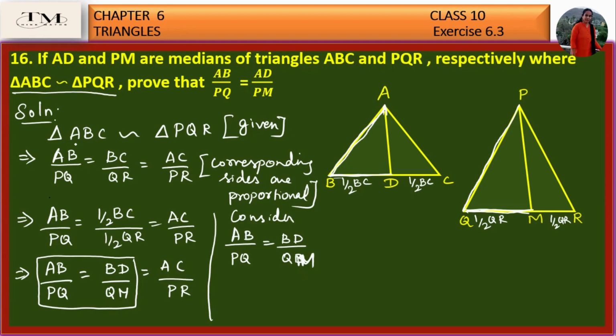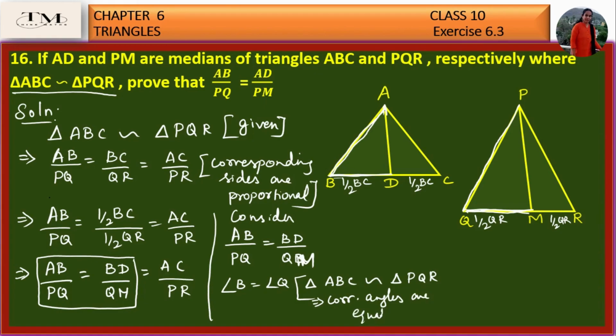Now what do we have from this? We have angle B is equal to angle Q. The reason is triangle ABC is similar to triangle PQR, which implies their corresponding angles are equal. So let me take angle B is equal to angle Q. Why do we consider these two ratios and angle B equal to angle Q? Just check here: AB, BD. What is the angle between them? Angle B. PQ, QM. What is the angle between them? Angle Q. So we can consider this triangle.